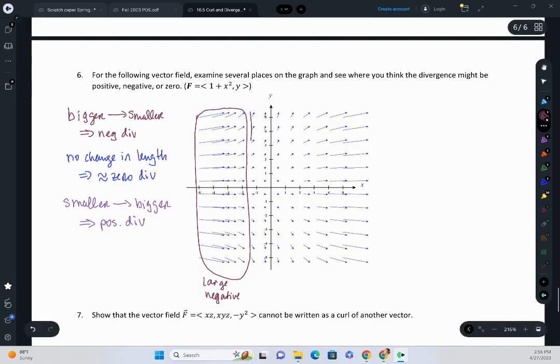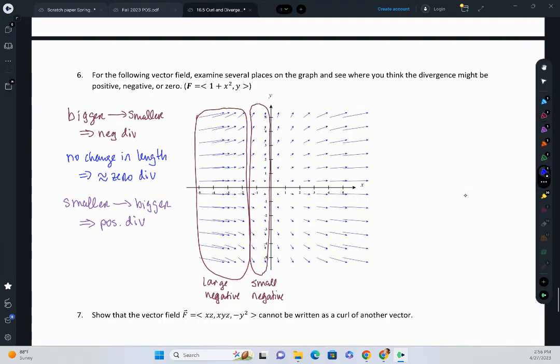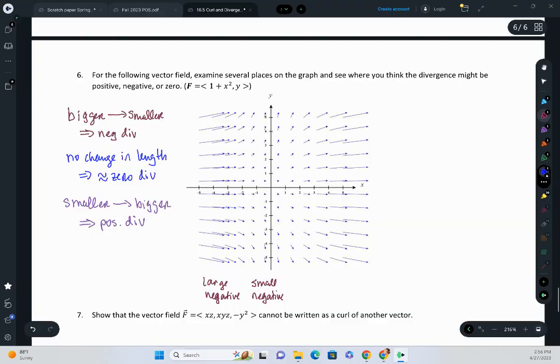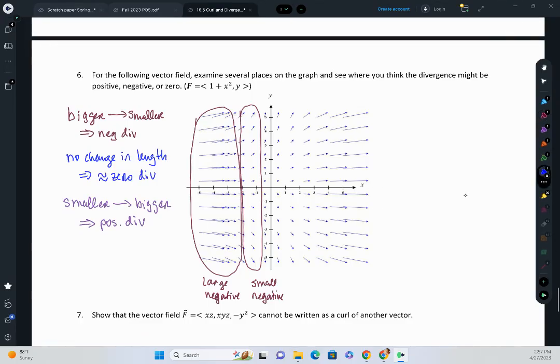Another region right here, just to the left of the y-axis, they're still negative, but I would say it's a small negative because the change in the length of the vectors is less drastic. Right in the middle, let me fix these a little bit. So I've got my large negative right in here, got my small negative right in here, and then right in the middle, right around the y-axis, and you'll see now why I had to change things.